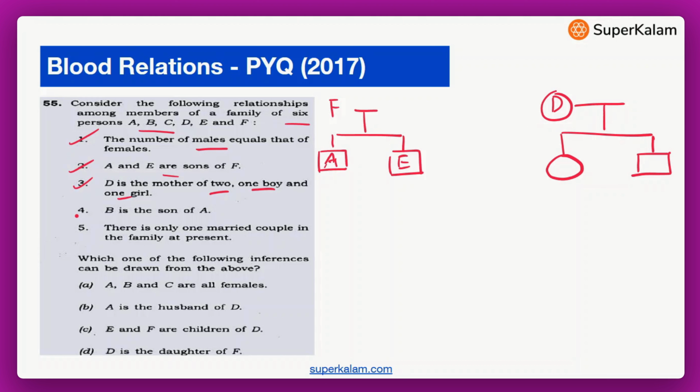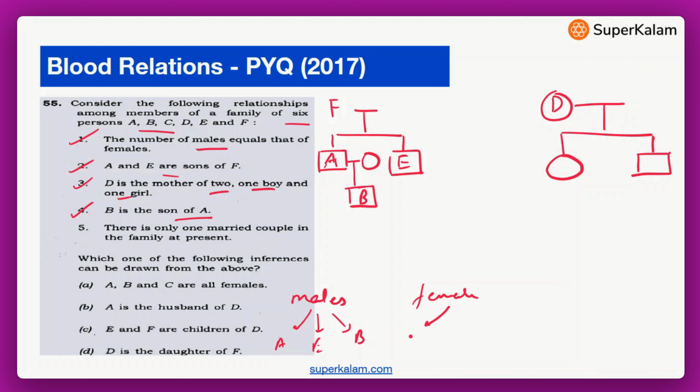B is the son of A. So A would have married someone, and out of this marriage, B has been born, who is a male. One thing we must mention is that we now have all three males: A, E, and B. So the rest will be females.